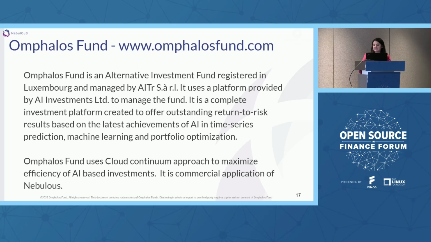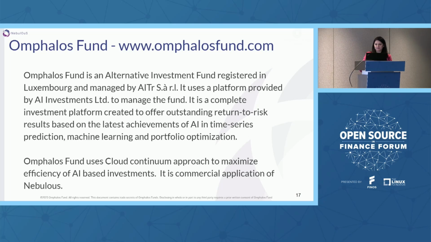Follows Fund uses the latest achievements in machine learning for price series prediction and optimizes the investment portfolio using algorithms based on Monte Carlo tree search with neural networks, analogous to those used by AlphaGo, which won in Go against world champion Ke Jie. It also uses edge servers to access data and execute transactions faster. And this is how Follows Fund uses the Cloud Continuum approach to maximize efficiency in AI-based investments.